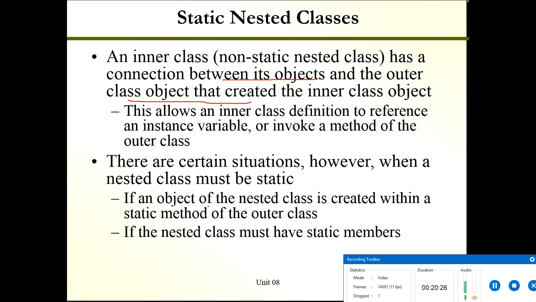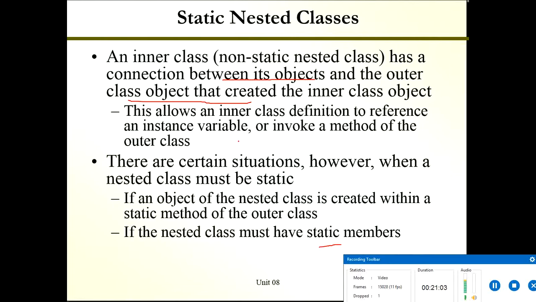That means if an object of the nested class is created within a static method of the outer class, or if the nested class has static members. To explain more, a normal non-static inner class is the kind of inner class we have discussed so far. It has a connection between each of its objects and the objects of the outer class. But if you don't want this connection, you can make your inner class static by adding the static modifier to your inner class definition.